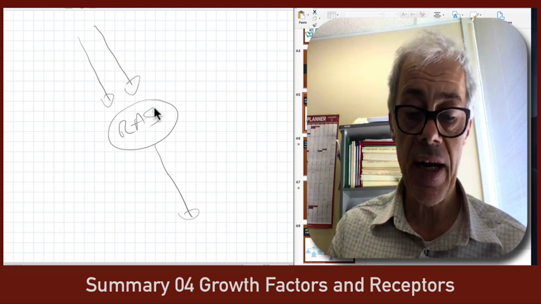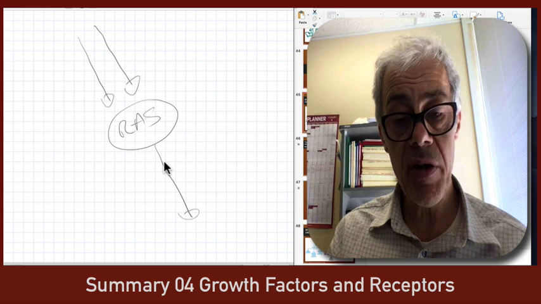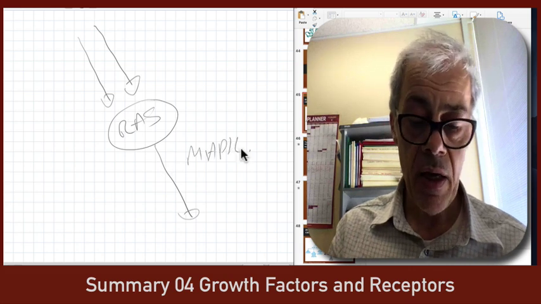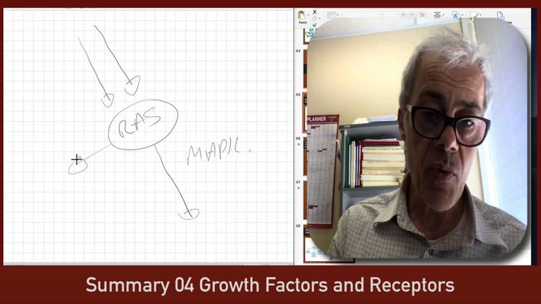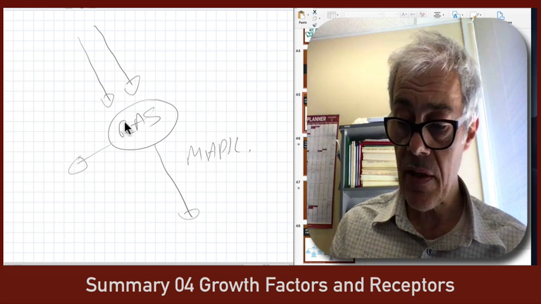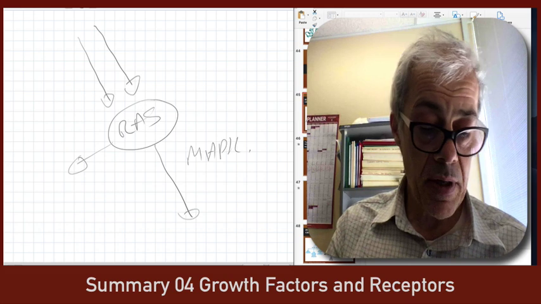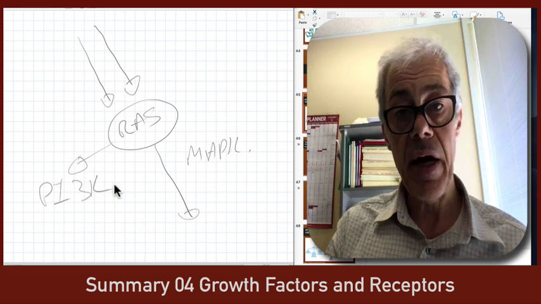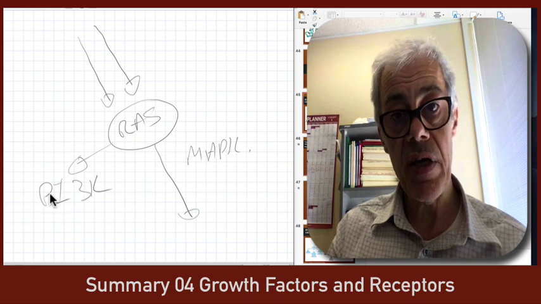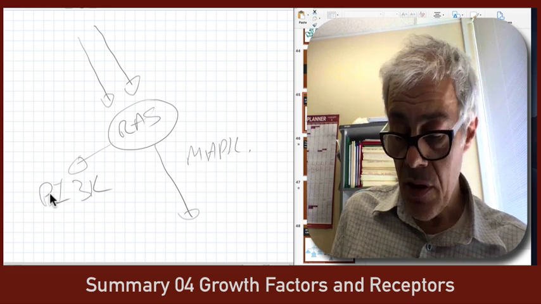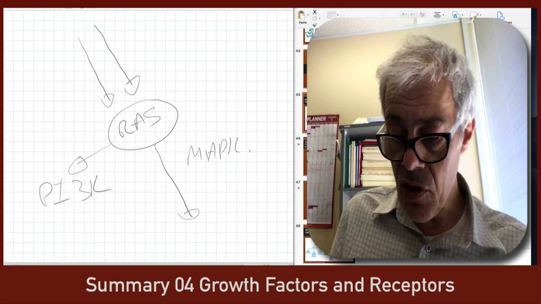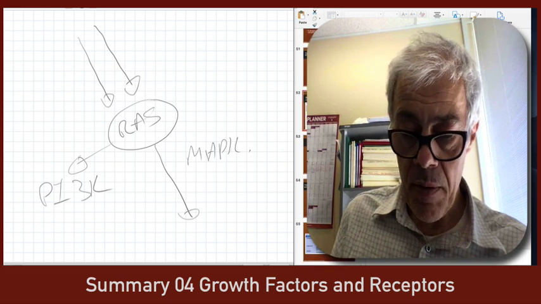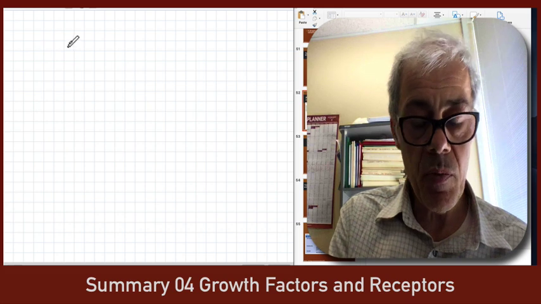So what does RAS activate? We've talked about one downstream pathway, which was the MAP kinase pathway. And then another important pathway that RAS activates was the phosphoinositol 3 kinase pathway, the PI3K pathway.